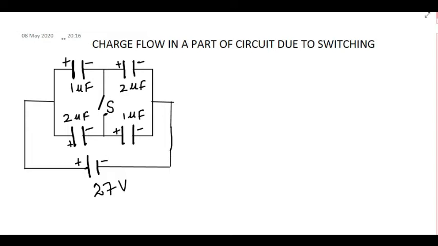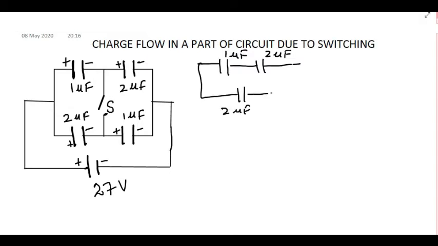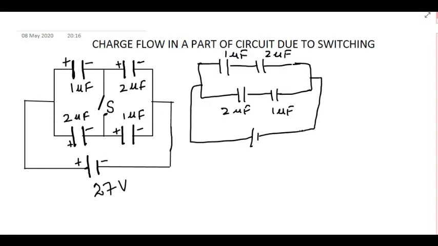For that, if we look at the circuit, this looks like 1 microfarad, and there is another capacitor 2 microfarad, and there is another branch 2 microfarad, and this is your 1 microfarad, connected with a battery of 27 volt. This is the 27 volt.